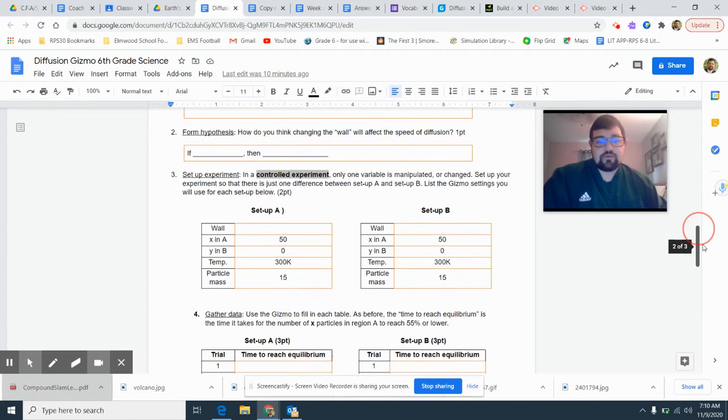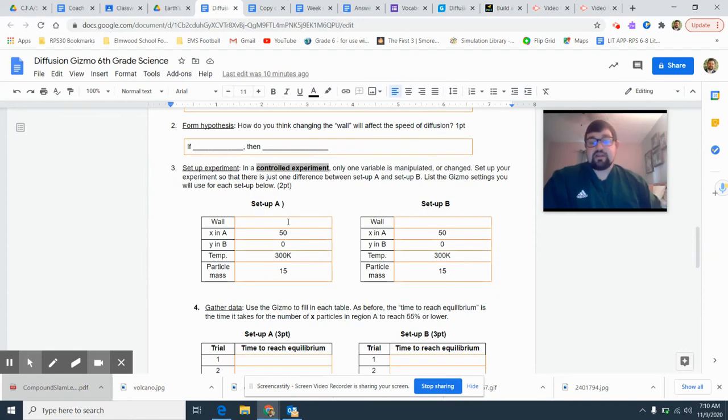So number three is your setup. You're going to put that percentage for the wall in there. If you want to keep it easy, I would leave one of them at 50%. But we've already seen what happens at 50%. So I would take one of your walls below 50 and see if that changes anything, and do one of your walls above 50 and see how that changes things.